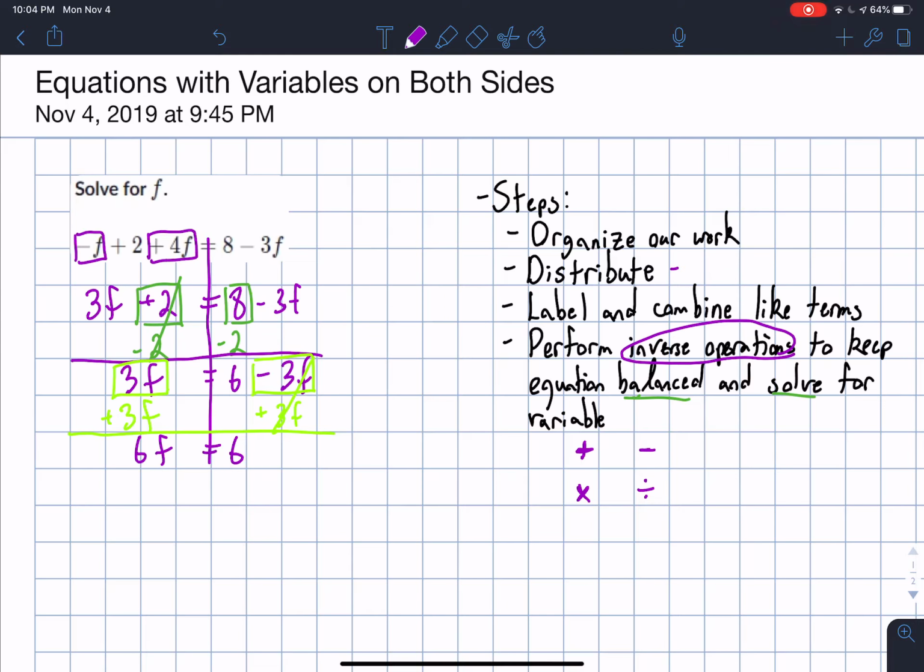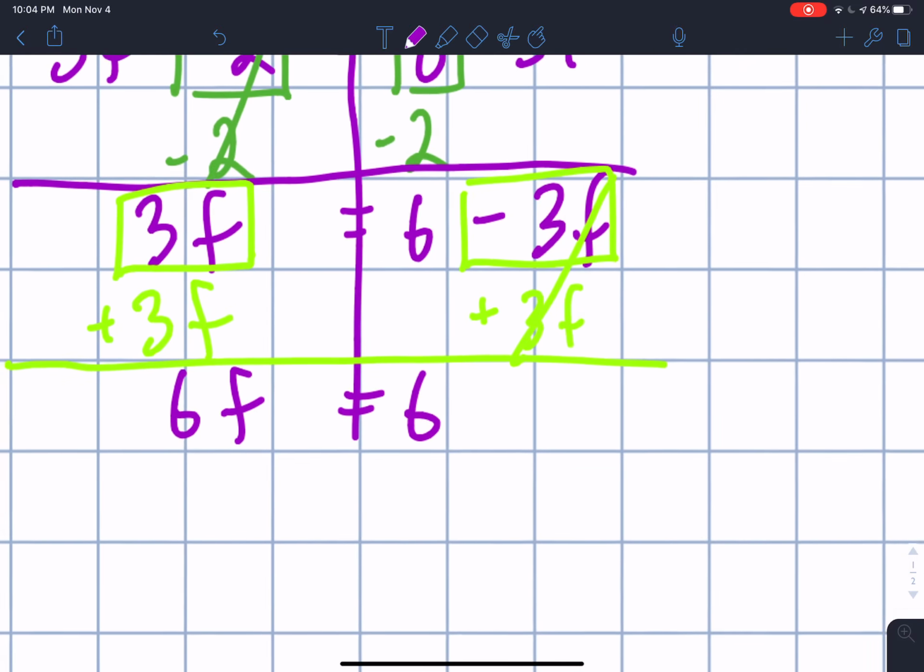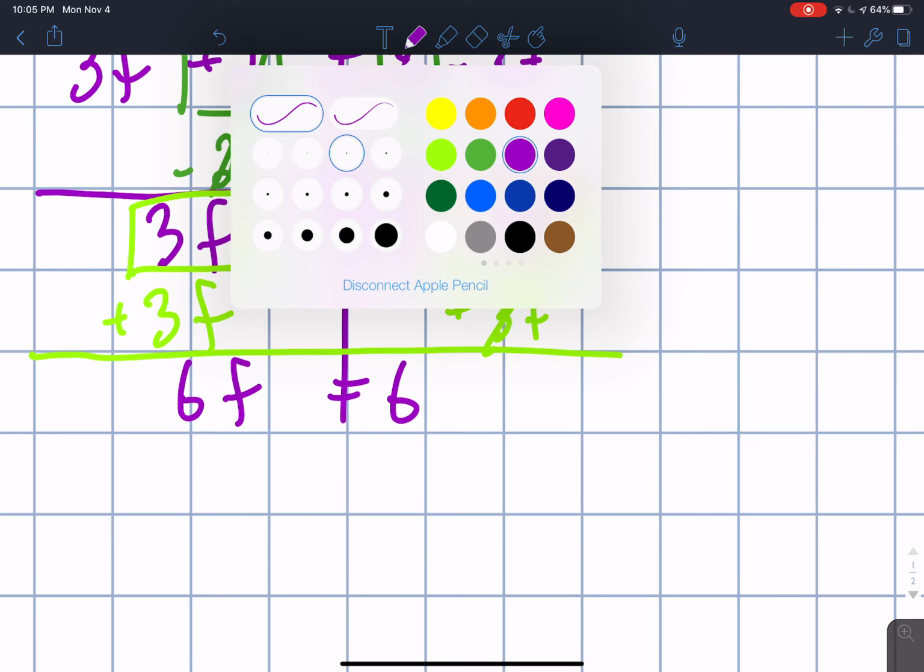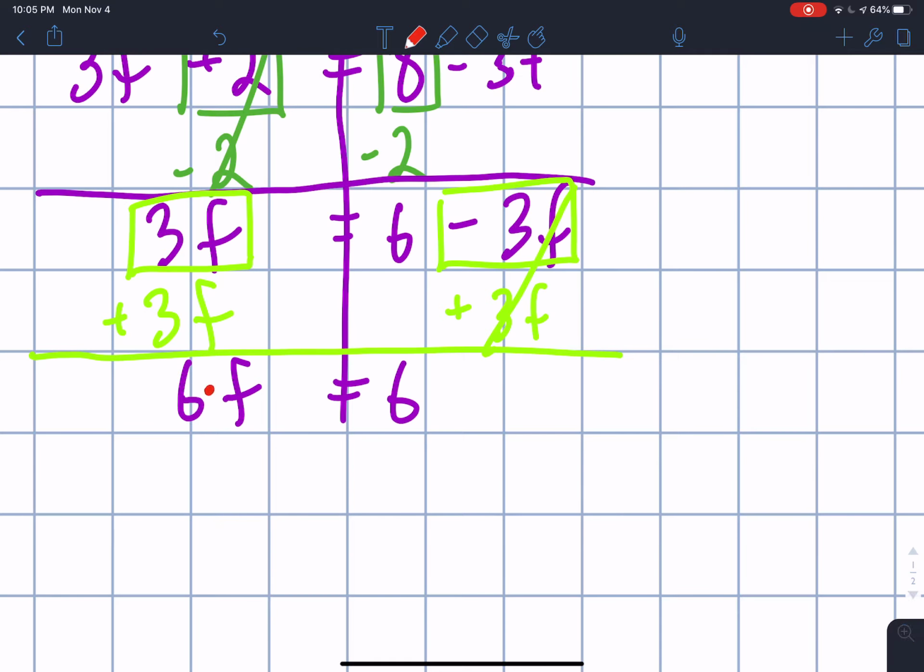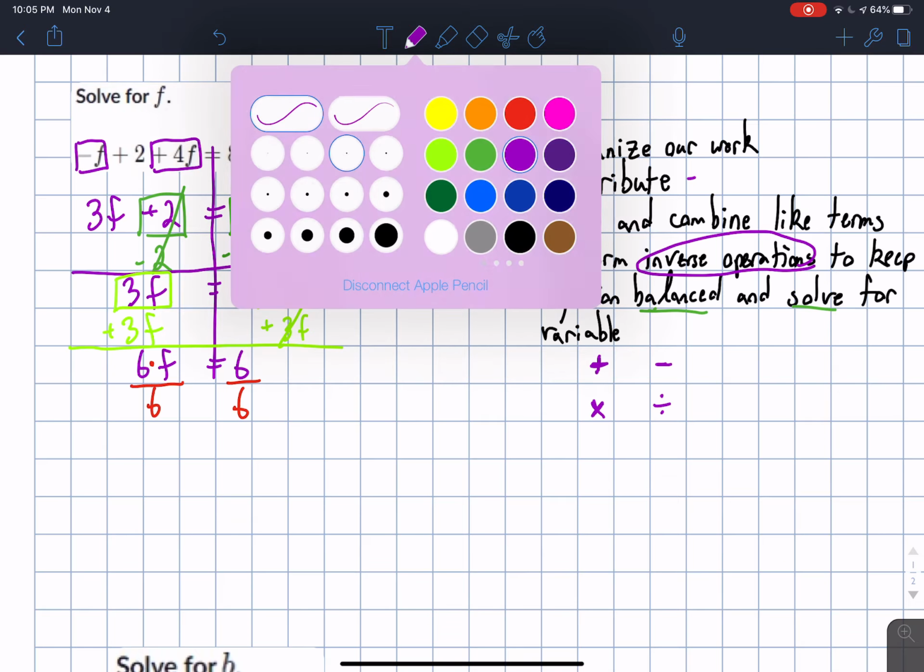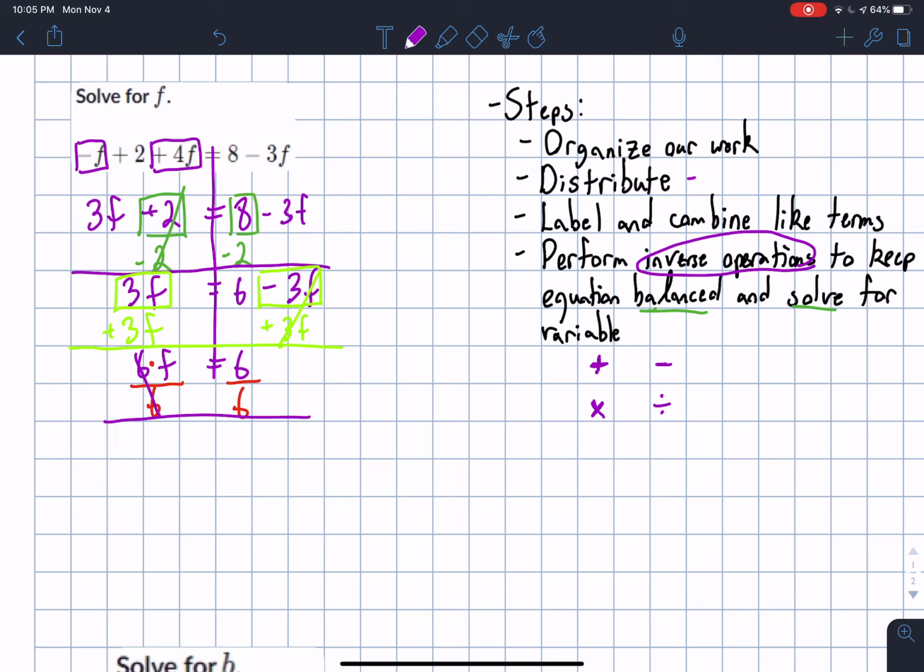So for my last step, I gotta look at this 6f equals 6. I know what operation is happening between my variable and coefficient, and that is multiplication. So to get f by itself, I need to do the inverse of it, or opposite. In this case, our inverse of multiplication will be division. So I'm going to divide each side by the coefficient, and we're going to end up with f equals 1. So let's try another one.